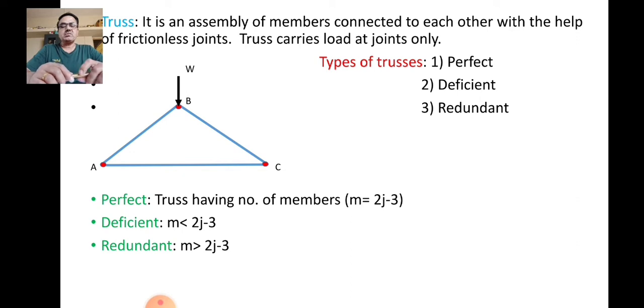A deficient truss is a truss in which the number of members is less than 2j minus 3. Again, all these terms m, j carry their usual meanings: m is the number of members, j is the number of joints. And a redundant truss is a truss in which the number of members is greater than 2j minus 3.